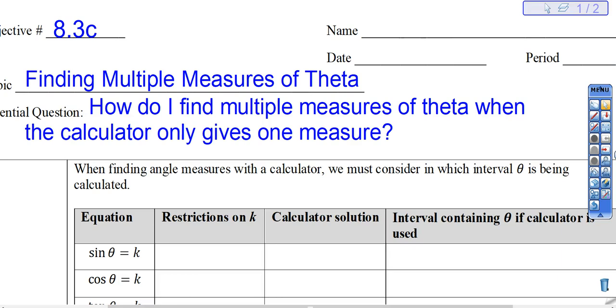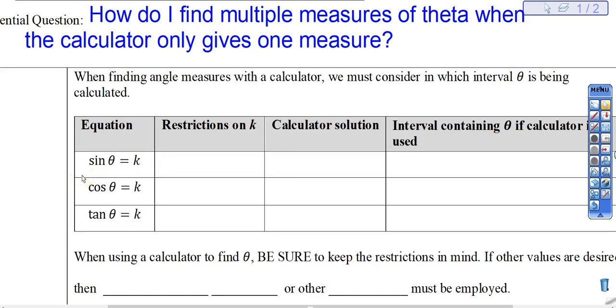Okay, so we are going to have to find multiple measures of theta that satisfy the equation that we're going to be given. Your calculator will only give you one measure. So it's really important for you to know what value the calculator is providing me. What quadrant is my answer for theta lying in?